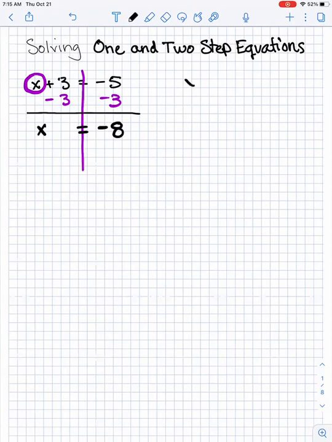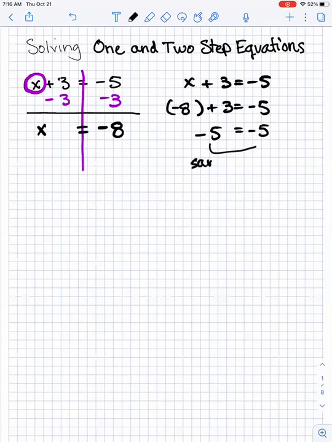I should check this. So I rewrite my original problem. I'm going to replace the X with parentheses and plug in the number that we found. Now -8 plus 3, that's now a battle. The -8 wins, so my negatives win, and I subtract. So I get -5 on the left-hand side, and I didn't touch the right-hand side. Now, as long as these guys are the same, that means that my answer was correct.